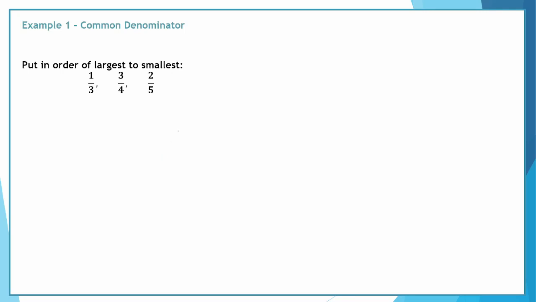So in example 1, we're going to look at this concept of a common denominator, and we're going to do it by answering this question. So put in order of largest to smallest. So we've got 1 over 3, 3 over 4, and 2 over 5.